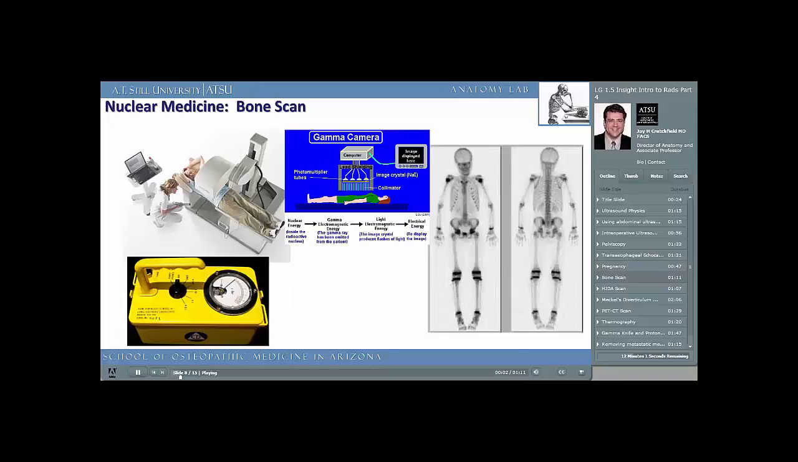Two radiographic studies which require the injection of a radioactive isotope, usually technetium, are the bone scan and HIDA scan respectively. In this slide, we see a patient who is having a bone scan performed. The patient has been injected with the radioactive isotope and is sitting under a gamma camera. The gamma camera is a high-tech Geiger counter, which measures radioactivity levels and converts those detected radiation levels into an image. The picture obtained is shown on the right.